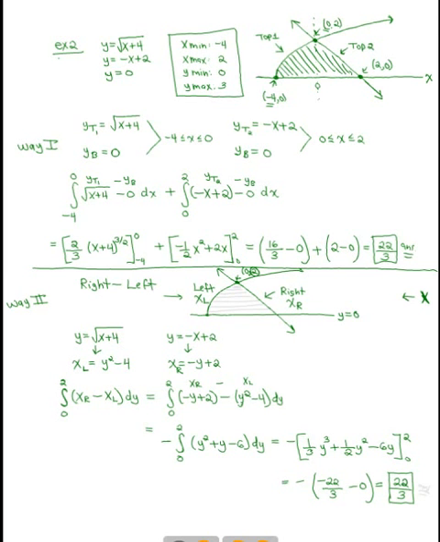Which is the same answer that we got using way number one. So they're just two different ways of how you want to look at this. You can look at it basically this way, where we're just finding the area from left to right instead of from up to down or from top to bottom.